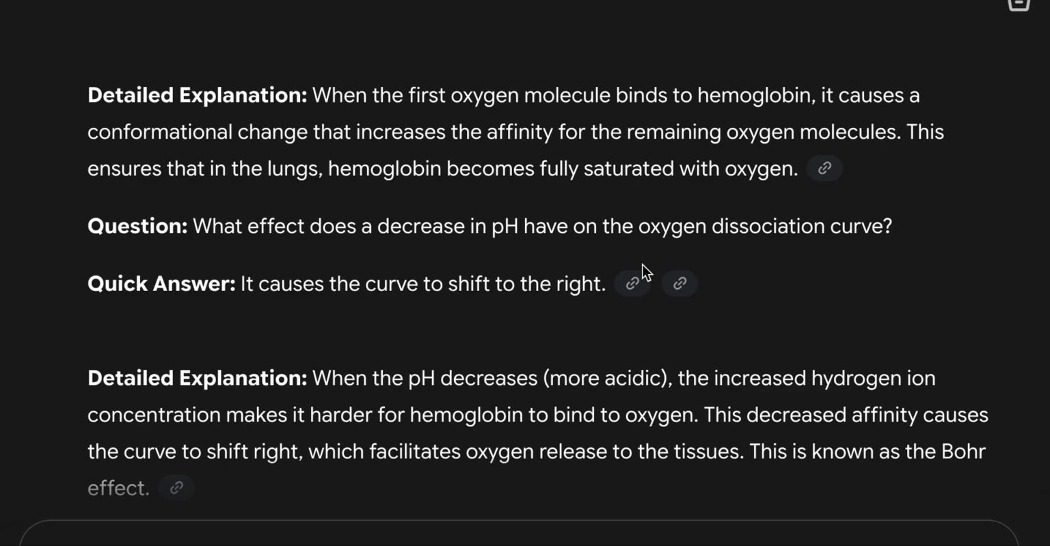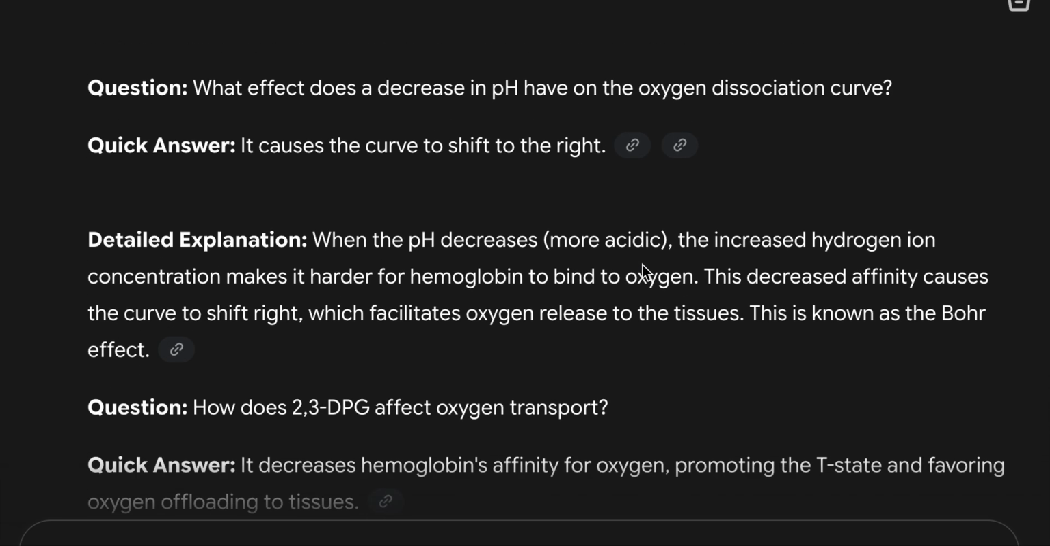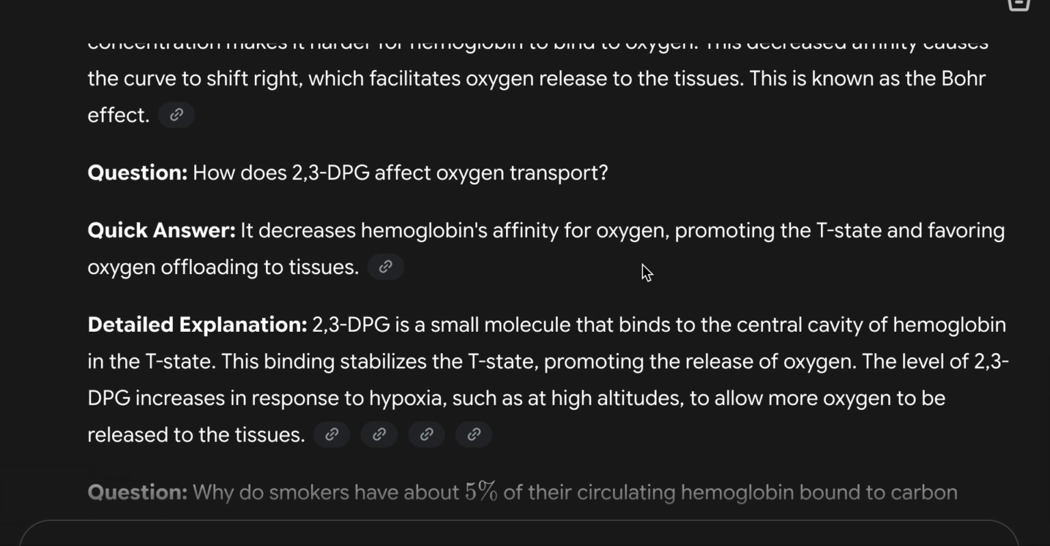So when the pH decreases or becomes more acidic, the increased hydrogen ion concentration makes it harder for hemoglobin to bind to oxygen. This decreased affinity causes the curve to shift right, which facilitates oxygen release to the tissues. This is known as the Bohr effect.